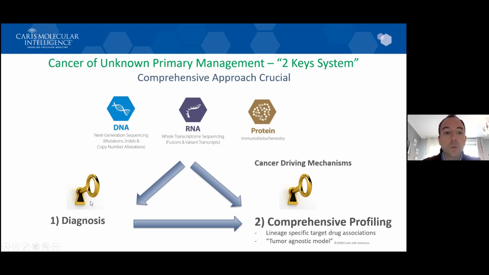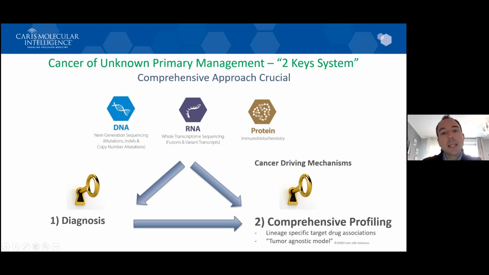This is also the reason why, for sure, you need your diagnosis. It's obvious. But if you are not able to do so, then you can say, perhaps in a kind of simplified way, that cancer of unknown primary could be considered a kind of tumor agnostic model. To say it like this, because at the end of the day, it's like this.